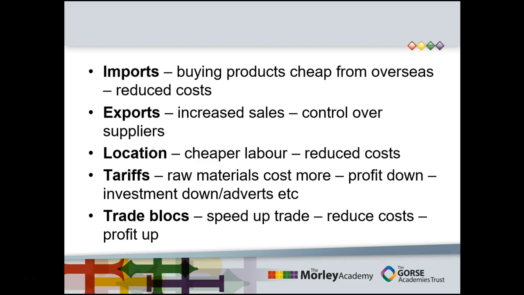There are other trading blocks, such as NAFTA, which is over in North America and down to South America, including Mexico, and then ASEAN, which is over in Asia, and there's lots of different trading blocks around the world. I suspect if they are going to ask you about trading blocks, they'll probably give you quite a contextual answer through the case study, and it'll be a case of just being aware of what a trading block is. It's just a group of countries that agree that you can trade freely between each other. The major advantage being that you can get this speeding up of trade, reducing costs.